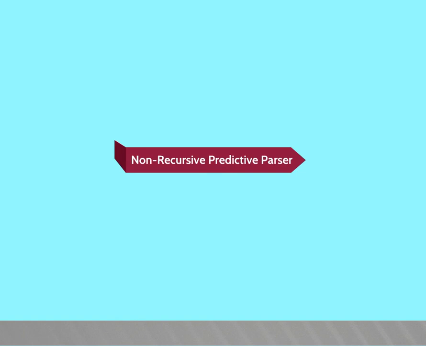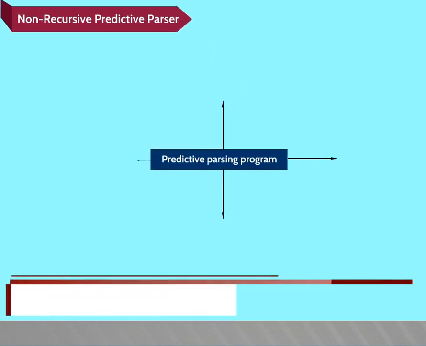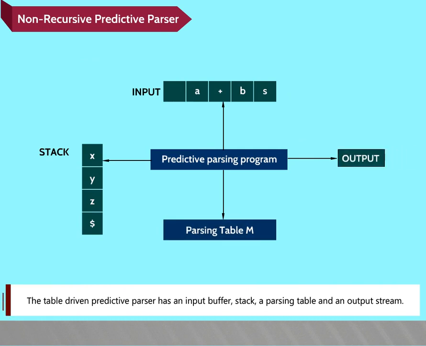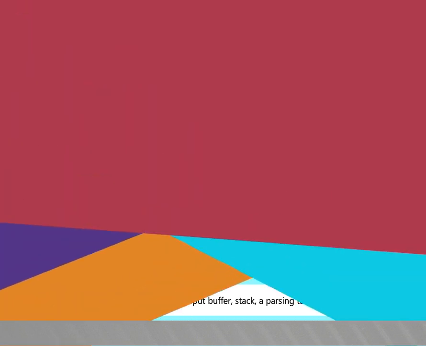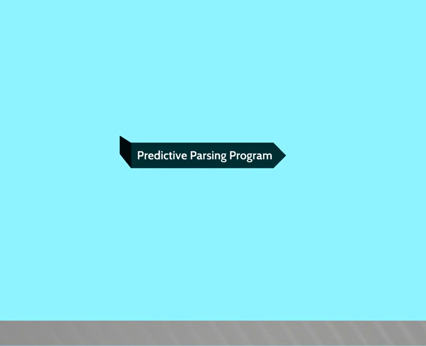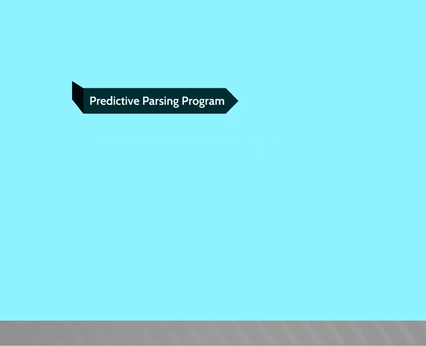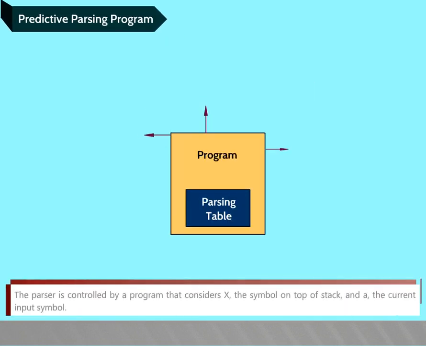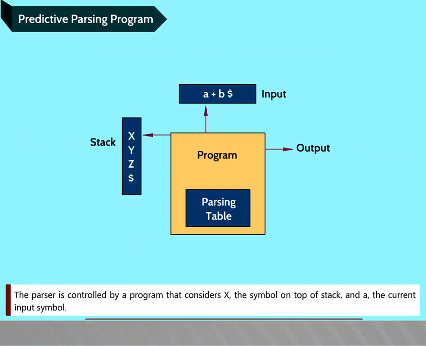Non-recursive predictive parser. The table-driven predictive parser has an input buffer, stack, a parsing table, and an output stream. Predictive parsing program. The parser is controlled by a program that considers X, the symbol on top of stack, and a, the current input symbol.